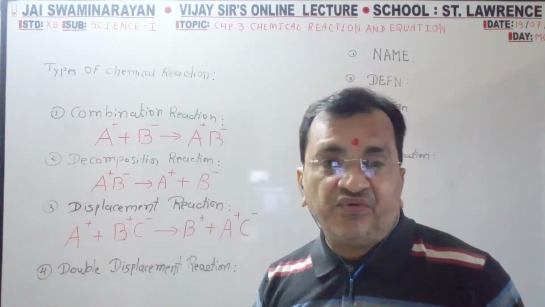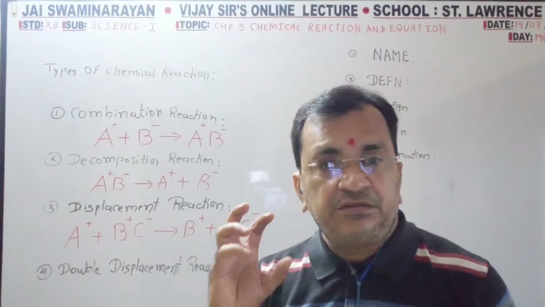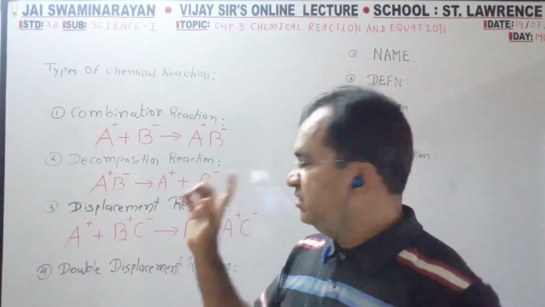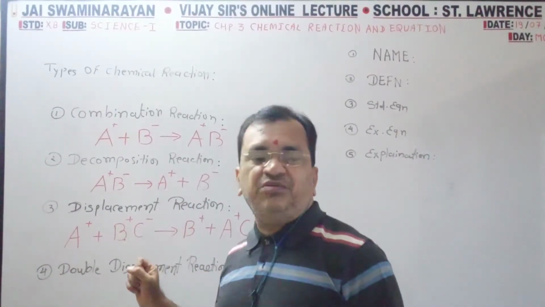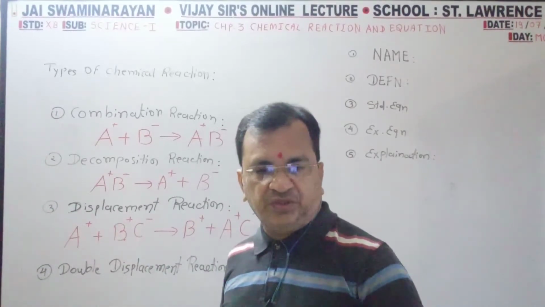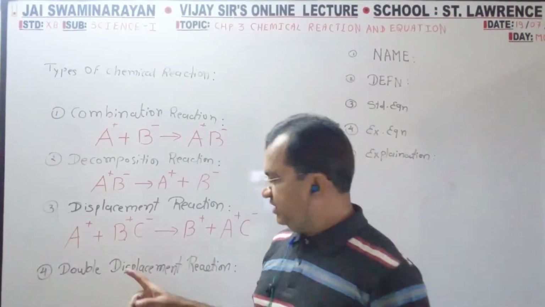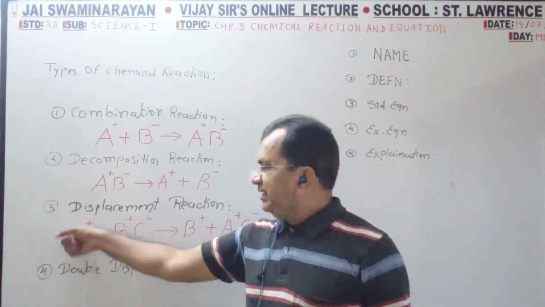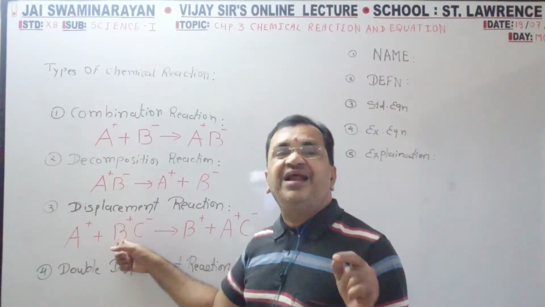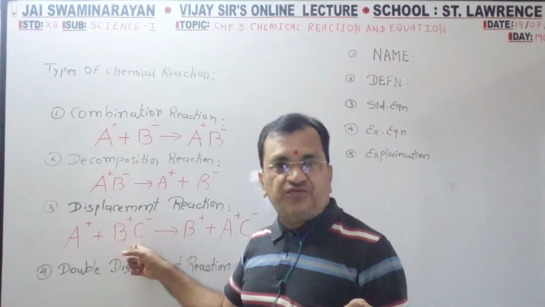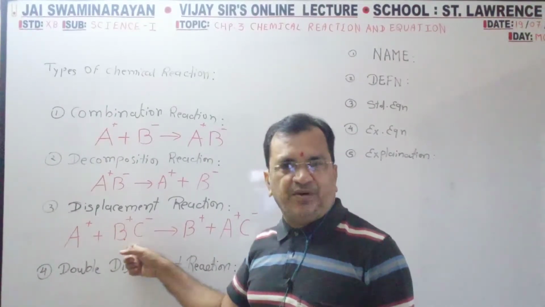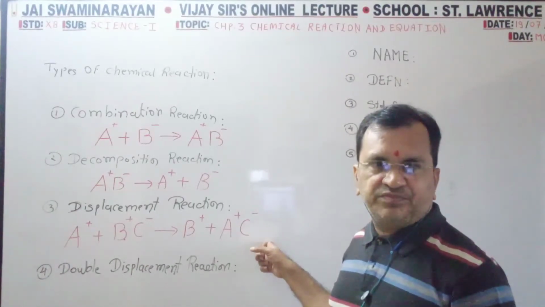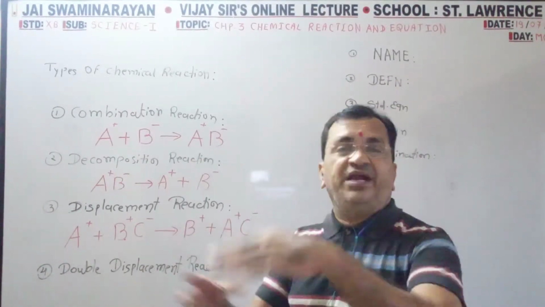So before reaction, more active metal is free. Here less active metal is in compound. So the definition is: when a more active metal replaces a less active metal from the compound and forms a new combination, that is a displacement.